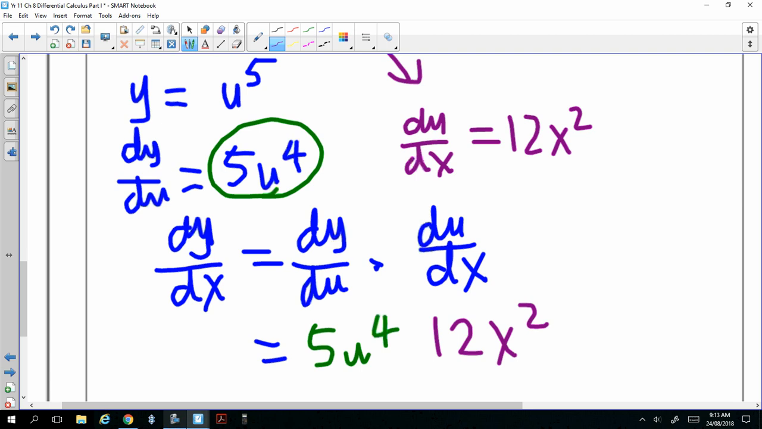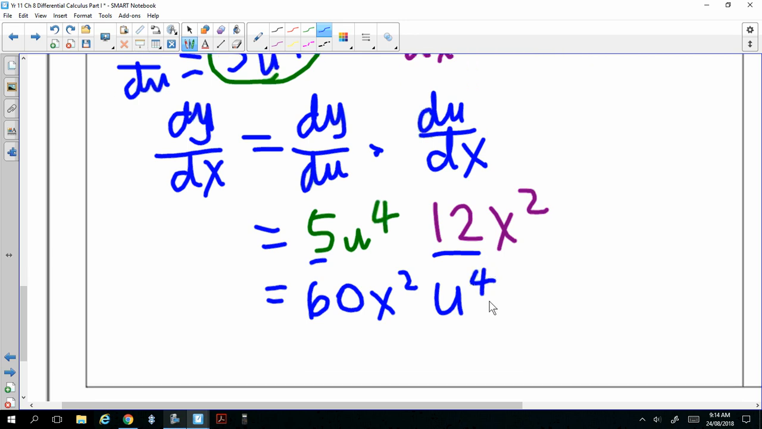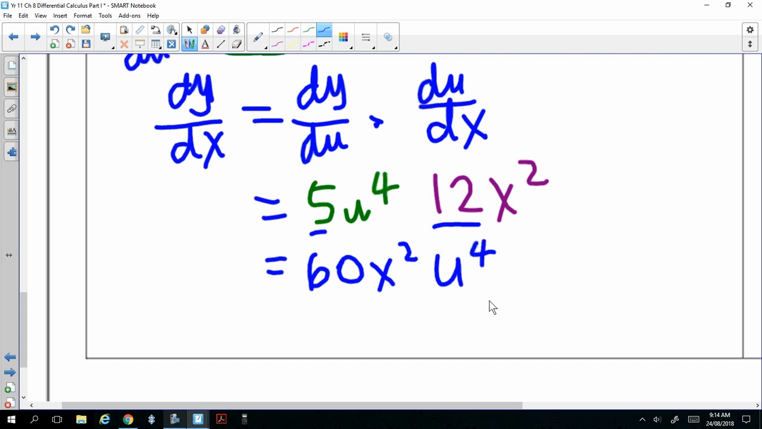And remember to replace u back in terms of x. So let's times them together. 5 times 12 is 60. X squared u to the power of 4. And what's u? What's u again? U is, yes. And don't forget to power 4.